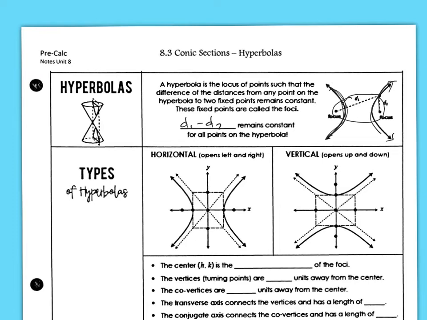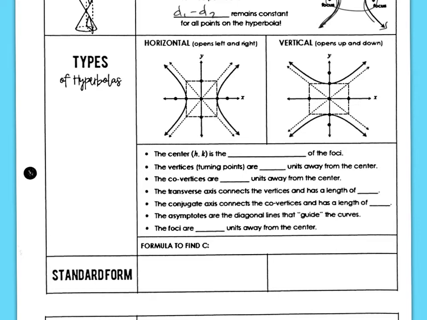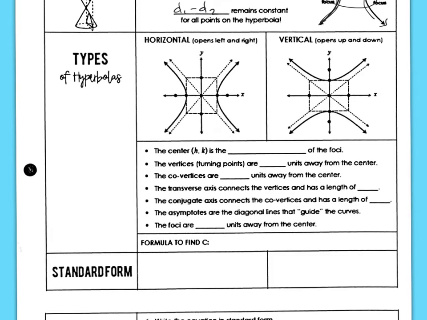So really closely connected to the ellipse, which is a good thing because that means you kind of already know what's happening. Obviously, the graph looks crazy different. So your process is the same, right?